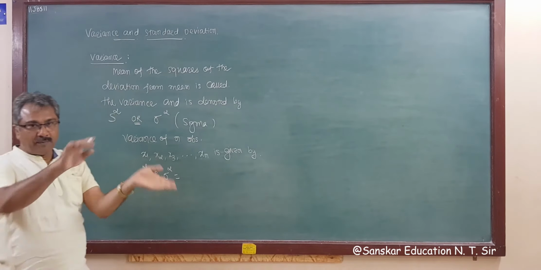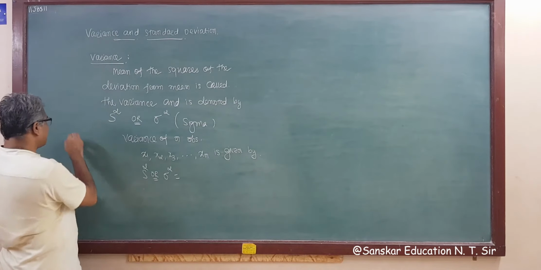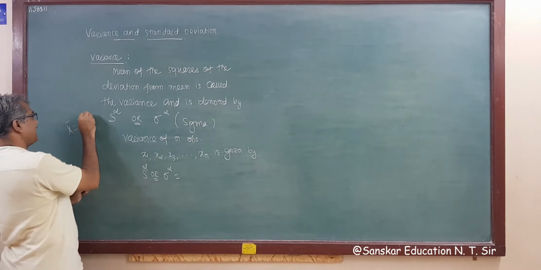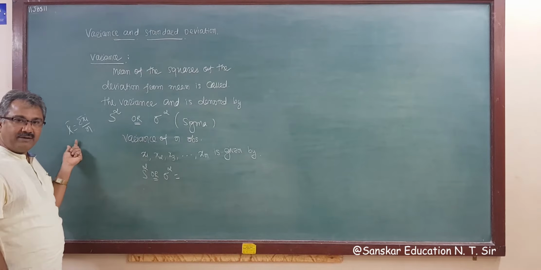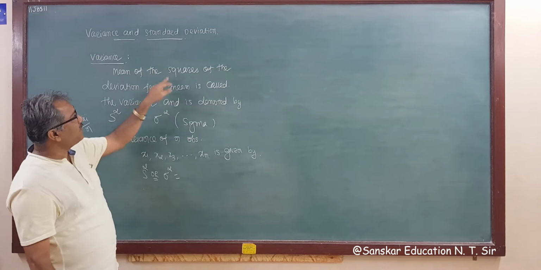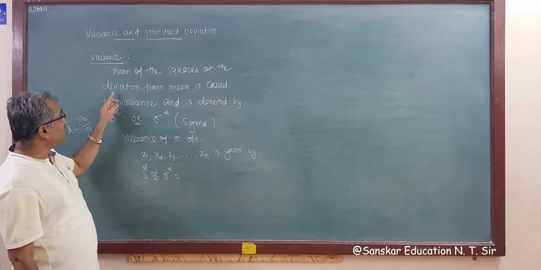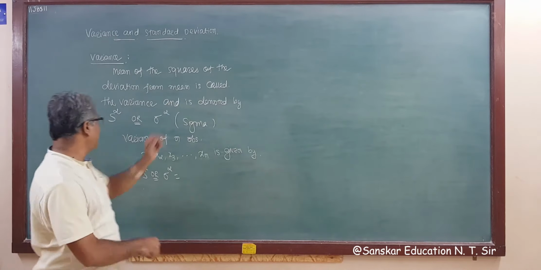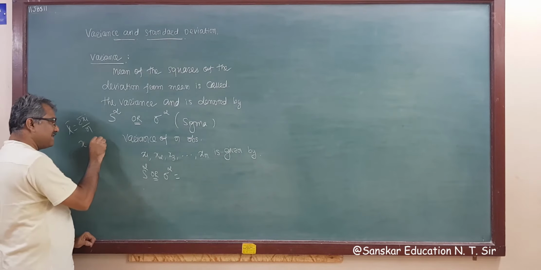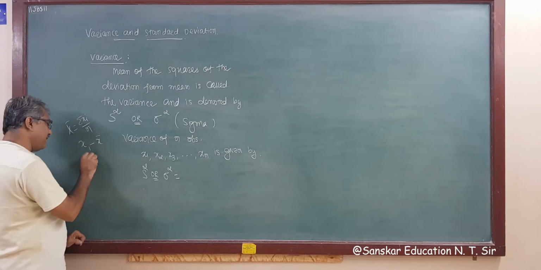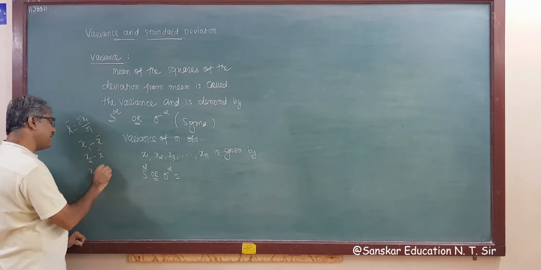Mean means the total of the observations divided by the number of observations, that you know. That is, x bar is equal to sigma xi by n, called mean. So now, mean of the squares: the squares are of the deviation from mean. Suppose we take the first observation x1, then deviation is x1 minus x bar. For the second observation it is x2 minus x bar. For the third observation it is x3 minus x bar, right?